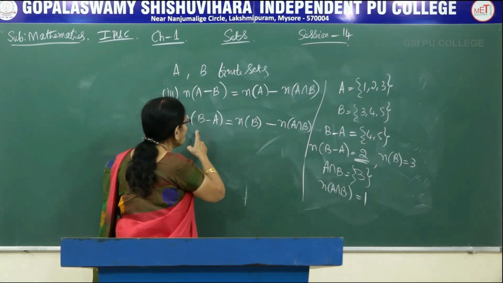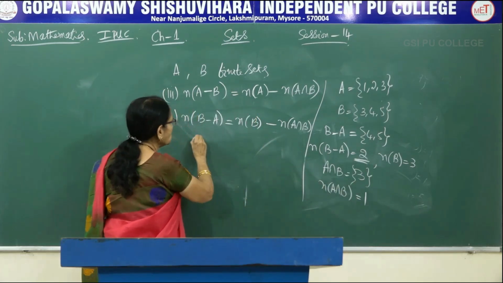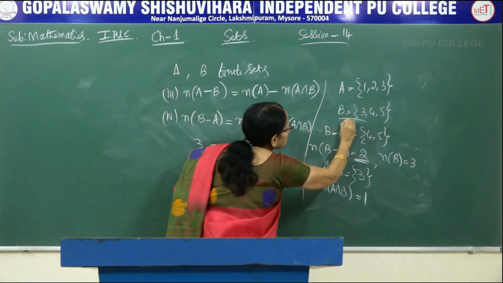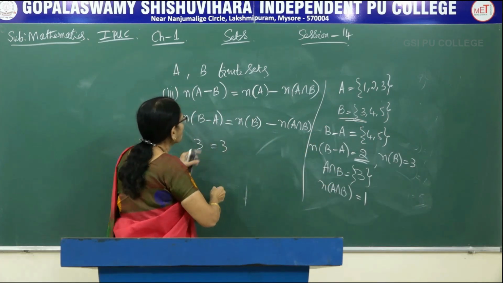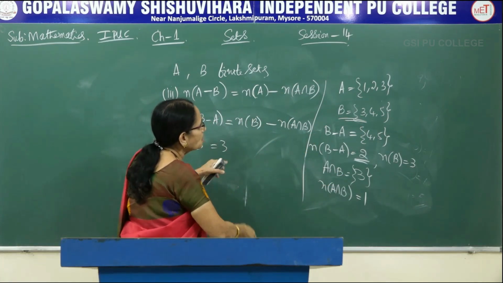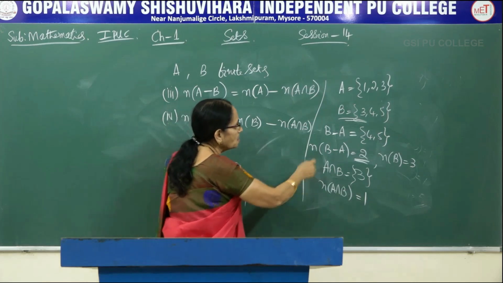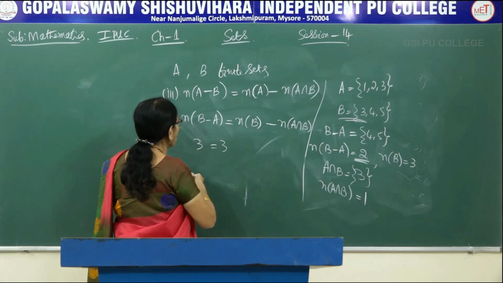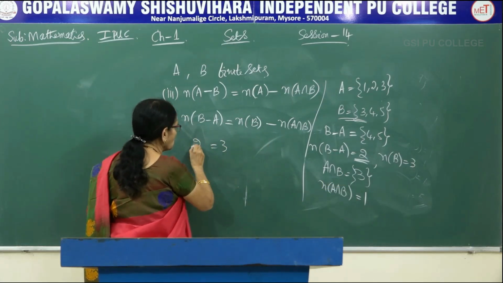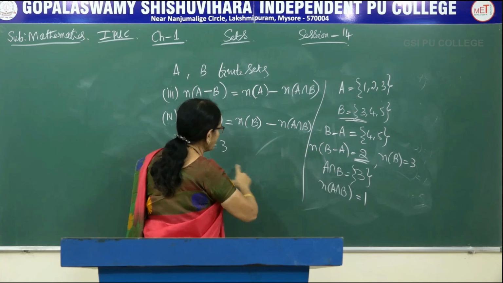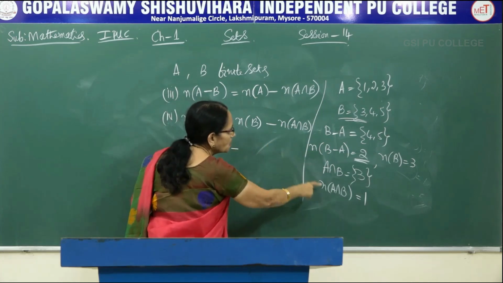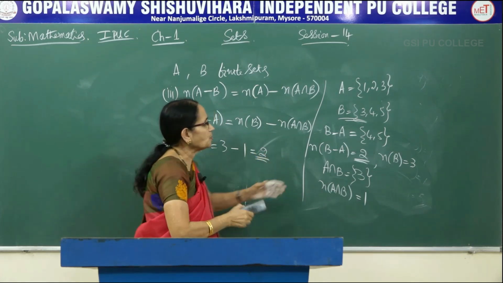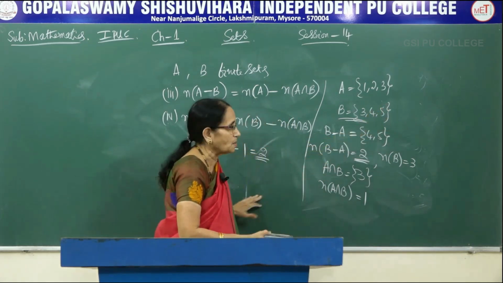Now come to this part. N of B minus A is equal to 3 by the formula. What is N of B? How many elements are there? 3 are there. So N of B minus A we have calculated here. B minus A is 4, 5, so N of B minus A is 2. And N of B is 3 minus N of A intersection B, which is 1. Again we got it to be 2. Of course, if I had omitted one term here, it would be different.